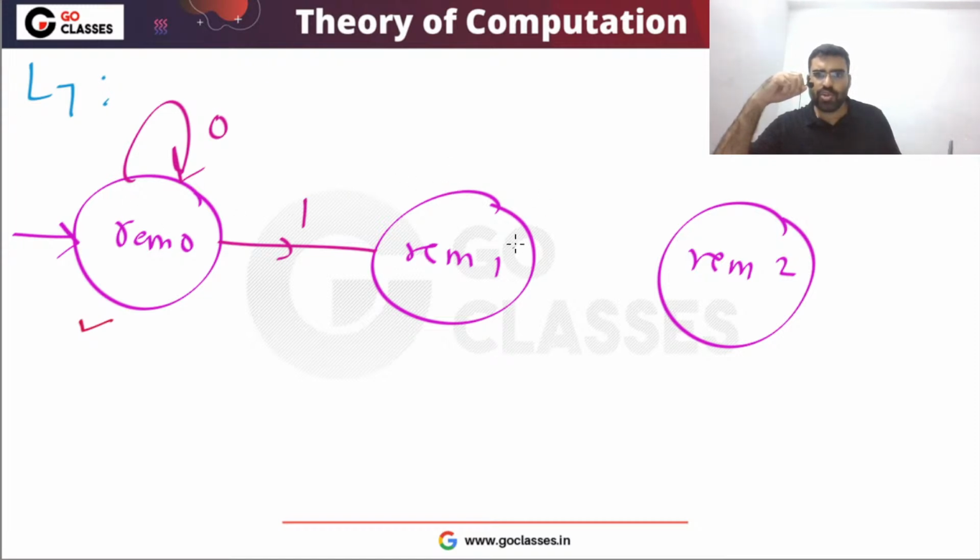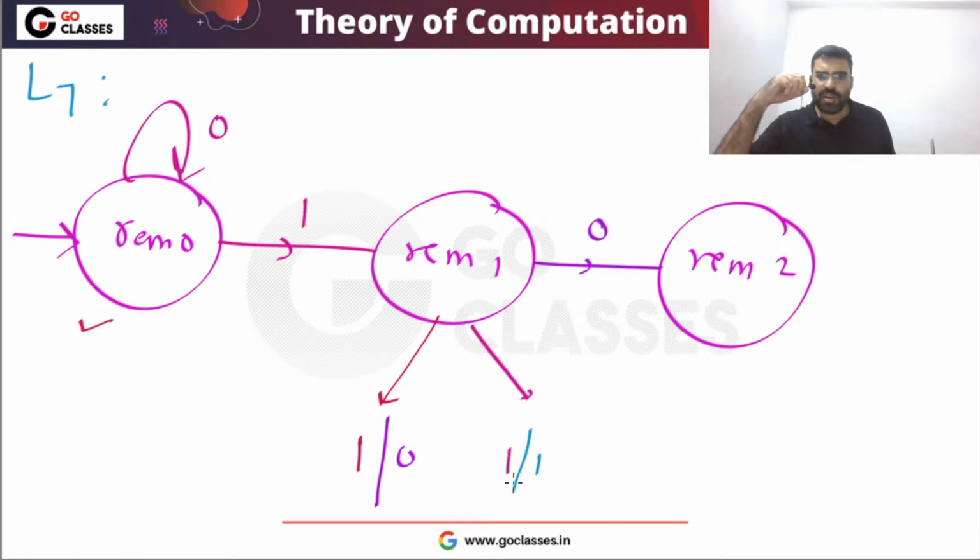Now this state is telling you, I have seen 1. If you give me 0, the decimal value will be 2, and if you divide by 3, the remainder will be 2. So on 0, I go to the remainder 2 state. If you give me 1, the decimal value will be 3, so the remainder will be 0, and I go to the remainder 0 state. So this state is done.